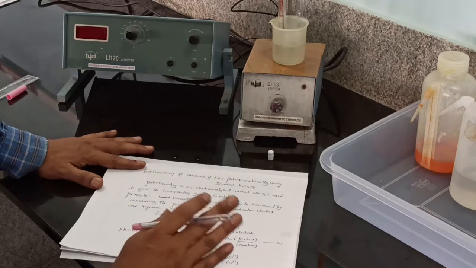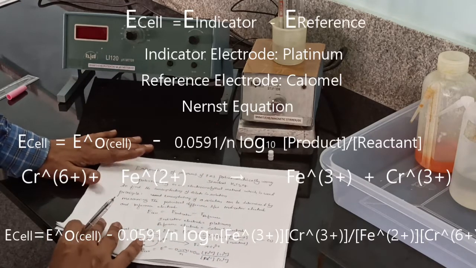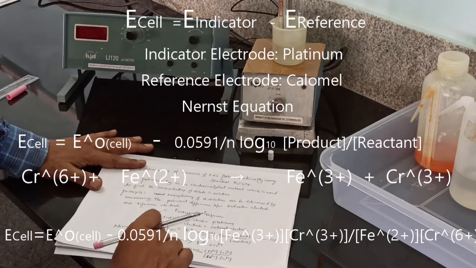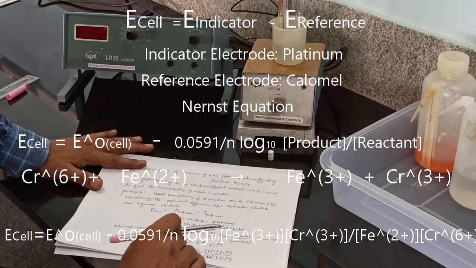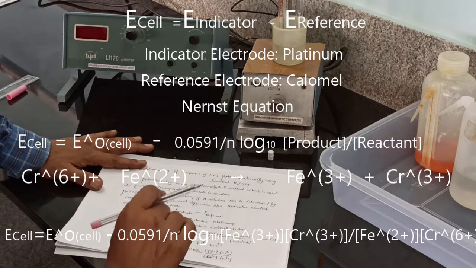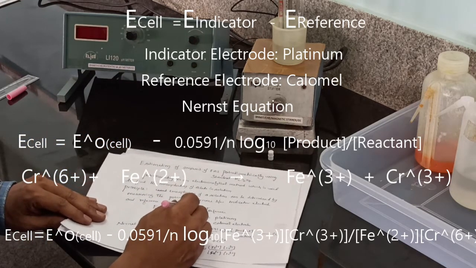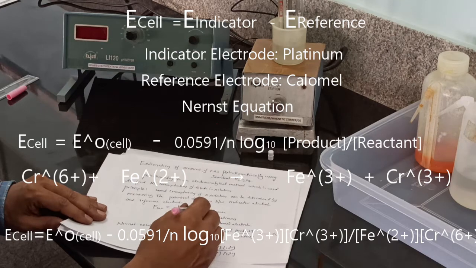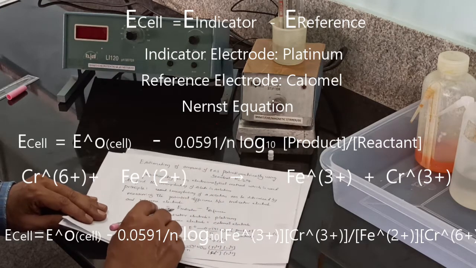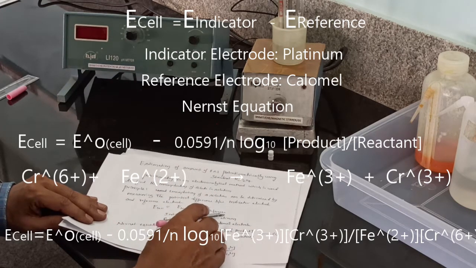and reference electrode. Indicator electrode means the electrode whose potential changes with respect to change in concentration of ions, and reference electrode potential is fixed. E cell equals electrode potential of indicator electrode minus electrode potential of reference electrode. Indicator electrode is platinum and reference electrode is calomel electrode.